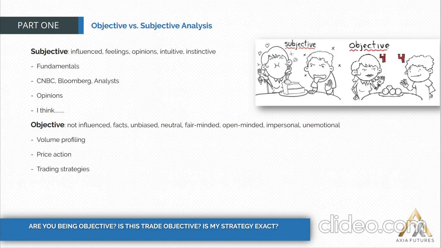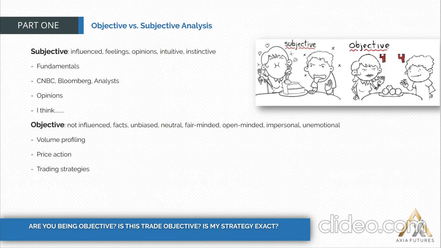Then, most important, subjective is because of opinions. The opinions of your peers, of other traders, of what other people think, of people on Twitter. All these things together put us into a subjective mindset, or an opinionated mindset. Now, what's the counter to that? What's the opposite to that?